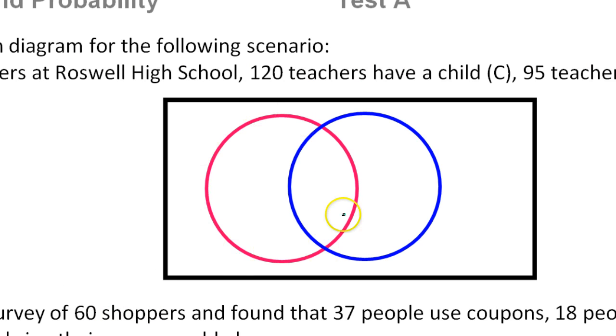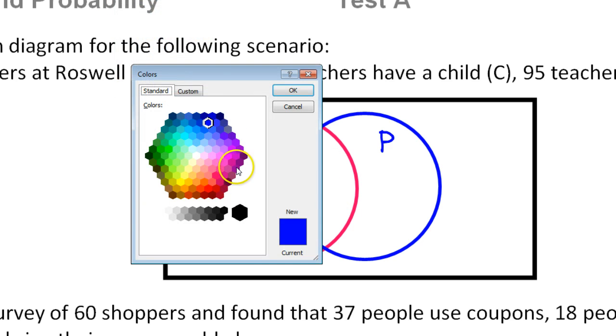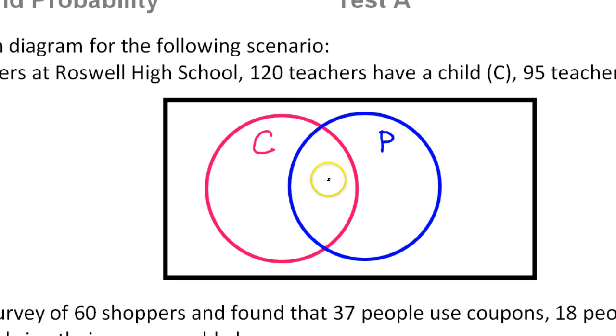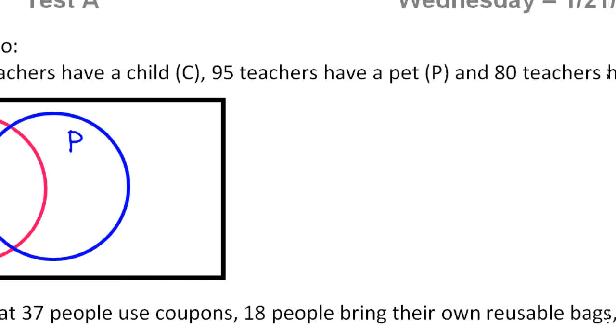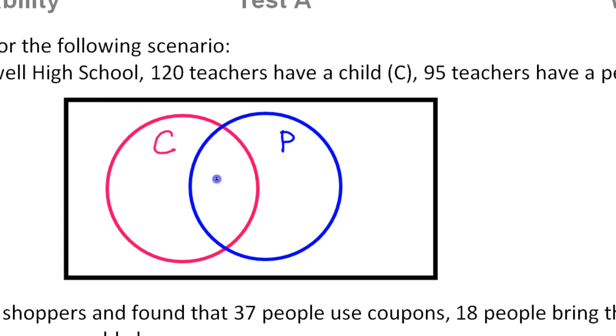Alright, I'm going to use the pink circle to represent the teachers who have a child. So I'm going to put a C in here. And I'm going to use the blue circle to represent teachers that have a pet. So I'll put a P right here. And of course, this overlapping part is the set of teachers who have both a child and a pet. So let's start with that. They said 80 teachers have both.